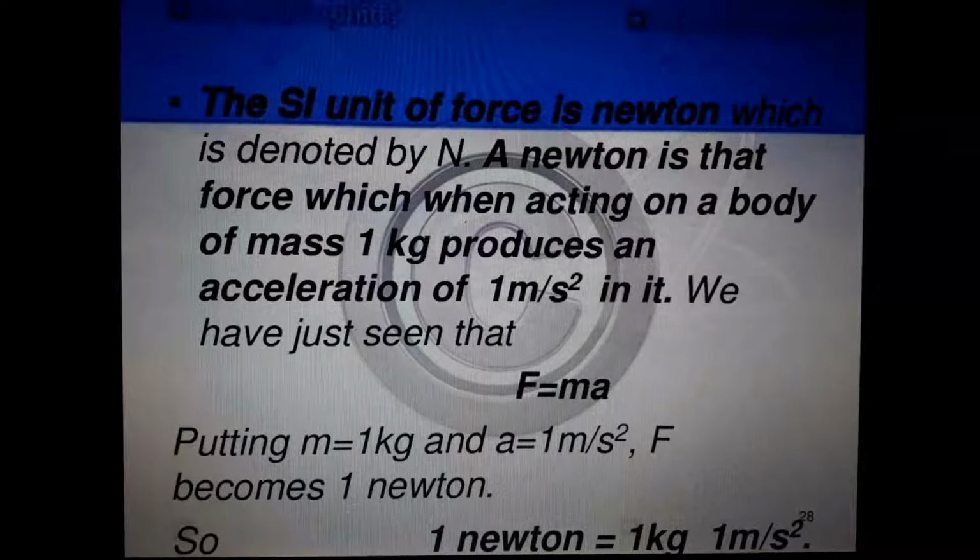SI unit is Newton, no doubt regarding that. So this is a definition for 1 Newton. Okay, this is also important. What is 1 Newton? If the question comes, you want to write this definition.